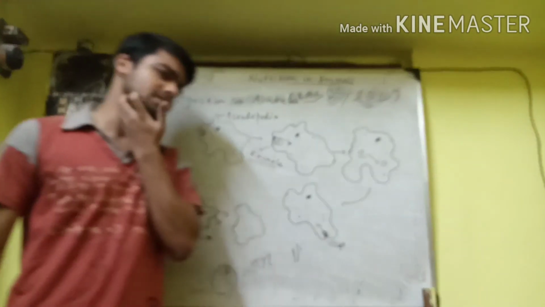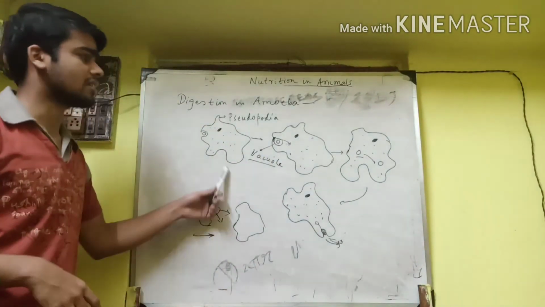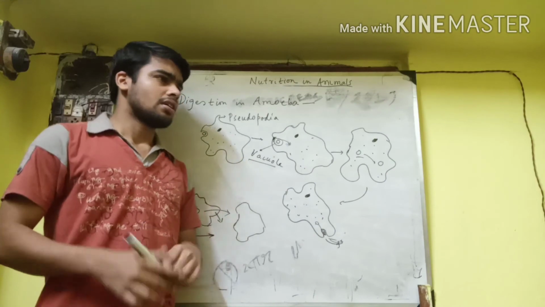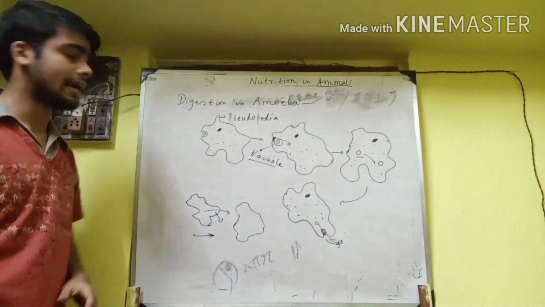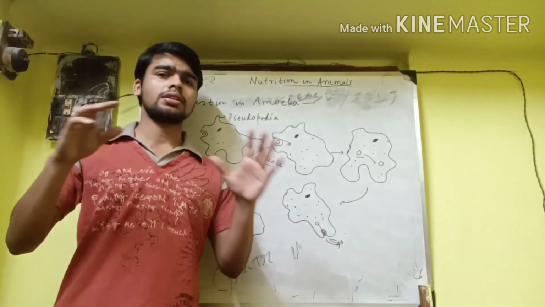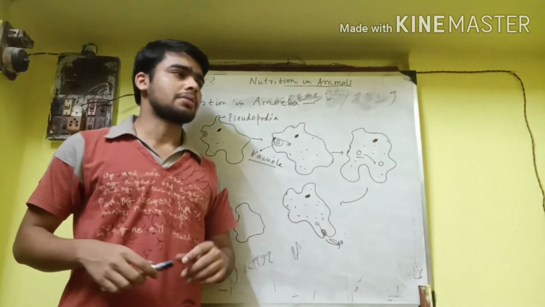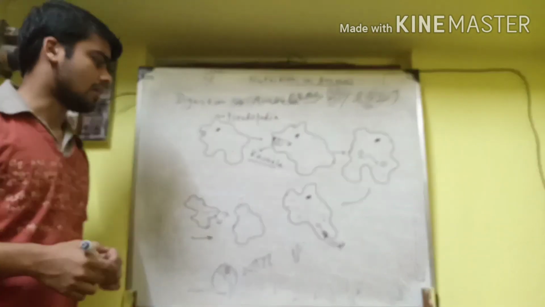It is a very simple organism. It can be found in pond water, a single-celled microorganism, a prokaryotic cell. So these are all the topics of this chapter, nutrition in animals, of 7th standard, a very important chapter.